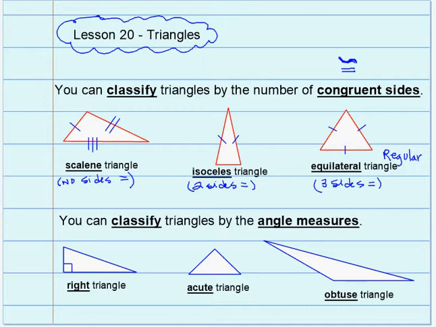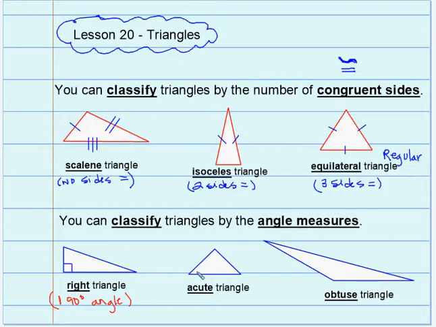Now we can also classify triangles by the angle measures. So we classified by sides, now we're going to classify by angle measures. A right triangle has the little box in one of the corners, or it might tell you that you have a perpendicular, but the right triangle has one 90-degree angle. Exactly one 90-degree angle.